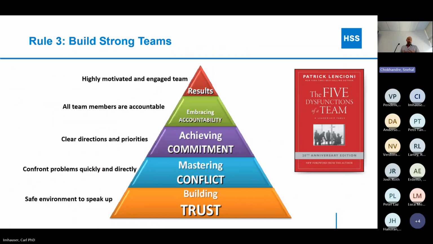So rule 3, we want to build strong teams. And this first concept about this pyramid of building a strong team is from Patrick Lencioni, 5 Dysfunctions of a Team. We definitely try to provide a safe environment to speak up. And most of the time that means not being judgmental, just listening. Second, we want to confront problems quickly and directly. We don't sweep problems under the rug. And that could mean clinical problems, issues with resources, time, cost, et cetera. We address those transparently and directly.